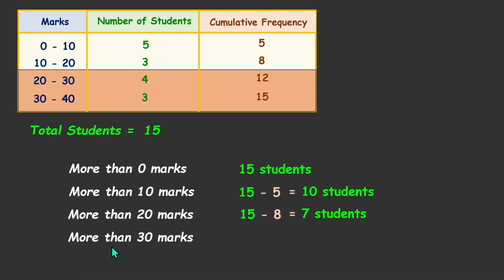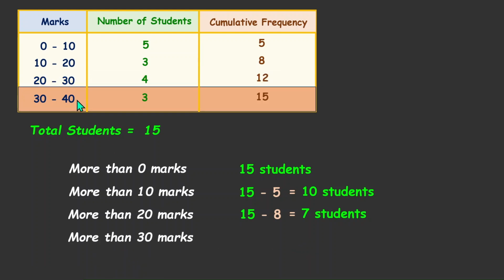And then lastly, more than 30 marks would be just this class. So it would be 3, or we can write it as 15 minus the cumulative frequency of previous class. So that's 12. So that's 3 students. And now we can follow the same approach. We can just make it into points to graphically construct. And so this would become 0, 15. This would be 10, 10. This would be 20, 7. And this would be 30, 3.